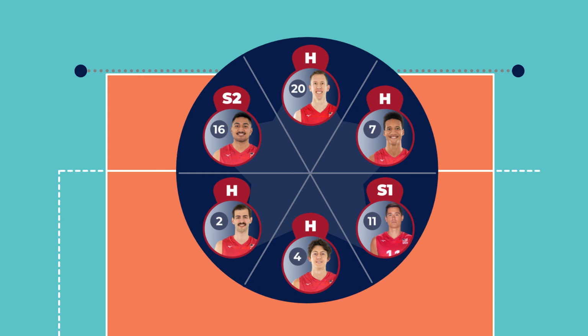For example, if your best setter, referred to as setter number 1, is also your best server, you may decide that it is to your advantage to spin the wheel, so they start as your first server in that set.